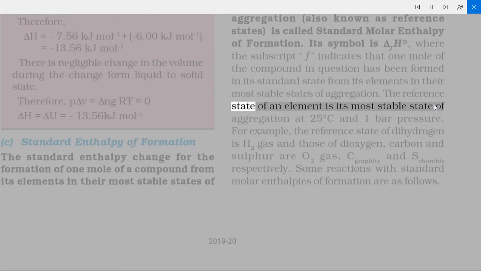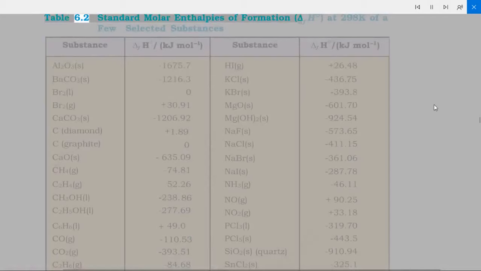The reference state of an element is its most stable state of aggregation at 25 degrees Celsius and 1 bar pressure. For example, the reference state of hydrogen is H2 gas, and those of dioxygen, carbon and sulfur are O2 gas, graphite and rhombic sulfur respectively. Some reactions with standard molar enthalpies of formation are as follows. Table 6.2: Standard molar enthalpies of formation, ΔfH°, at 298 K of a few selected substances.